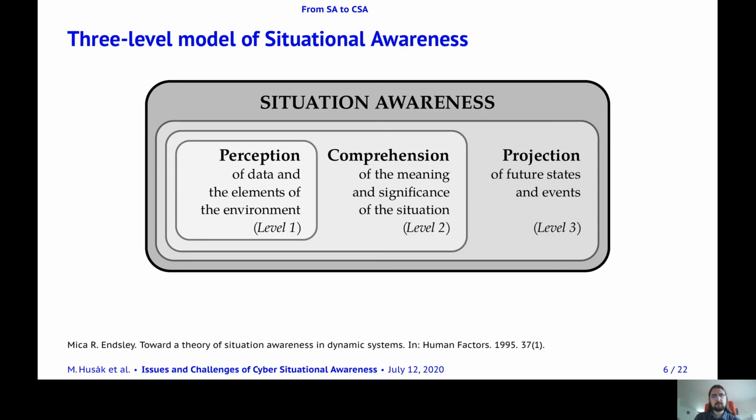The 3D-level model is a definition of situational awareness that suits the CSA the most. It consists of three levels. First, there's a perception. On this level, we perceive the data and the elements of the environment. Once we achieve the perception, we may proceed to the second level, which is the comprehension of the meaning and significance of the situation. When we can understand the situation, we achieve the second level and may proceed to the third level, the final level of situational awareness, that is projection of future states and events. And on this level, we are able to project what is likely to happen in the near future.